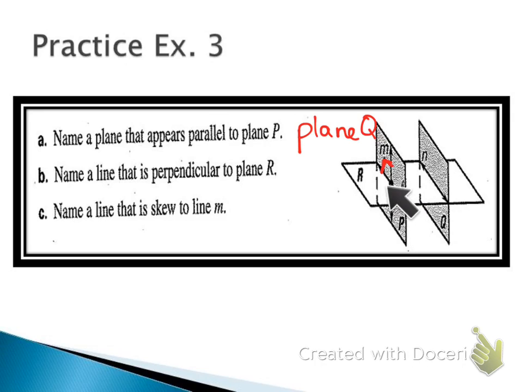No, which one is going up and down through plane R? M. Line M is the one going up and down. Like I said, this diagram's a little bit hard to read, but line L is the one that is in plane R. Line M is the one going up and down through plane R with that little right angle box. Name a line that is skew to line M. So we just talked about line M being right here. Line N would be skew to line M.